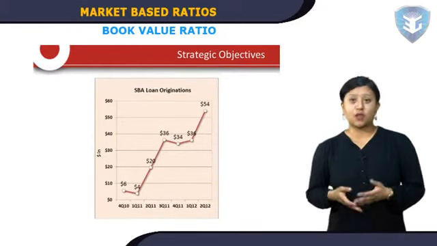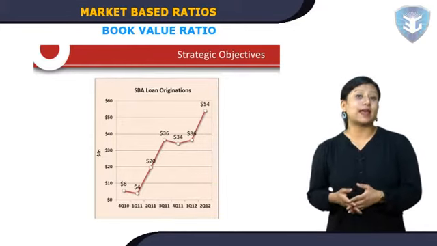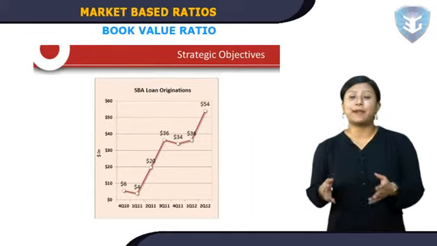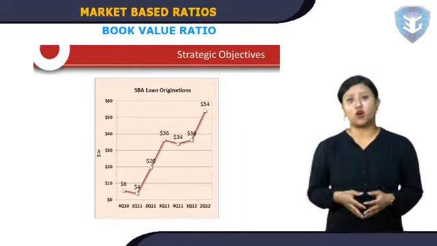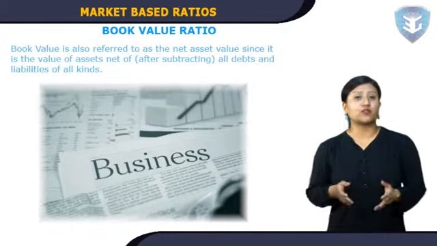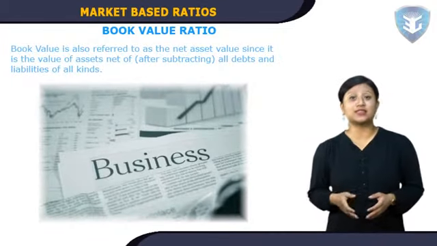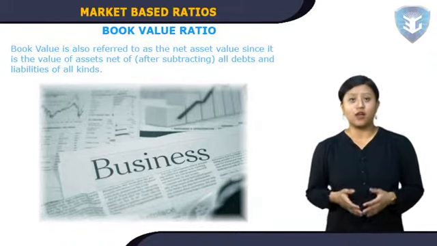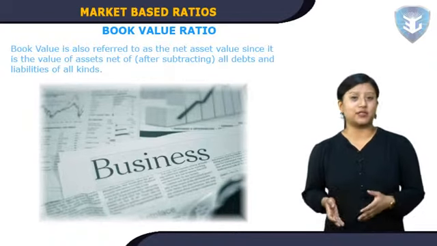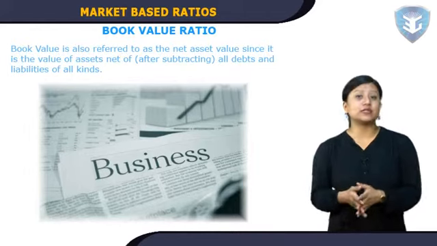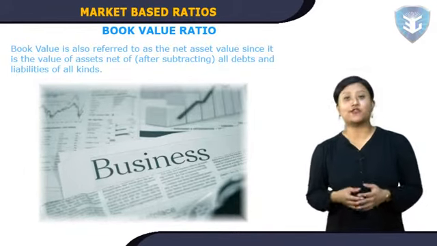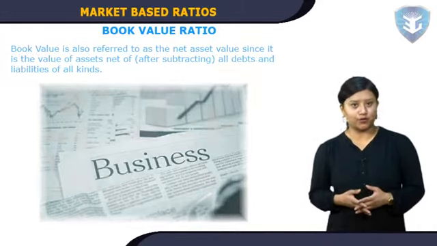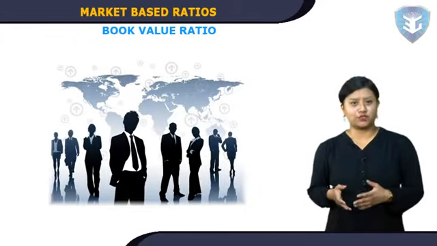Often there are a few other smaller items added in, such as gains and losses on foreign exchange rates. Alternatively, book value can also be calculated as the total asset value minus all the items on the liability side of the balance sheet that are not part of common equity. Book value is also referred to as the net asset value since it is the value of assets net off after subtracting all debts and liabilities of all kinds. However, in recent years, net asset value has also been used to mean net market value of assets rather than the accounting book value.